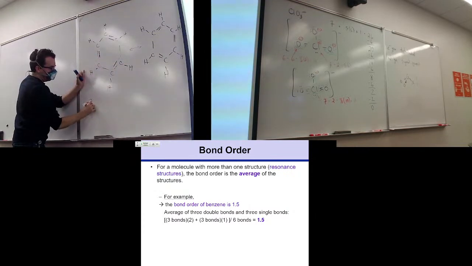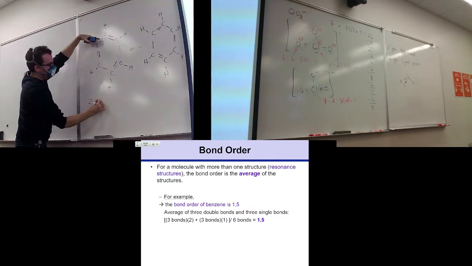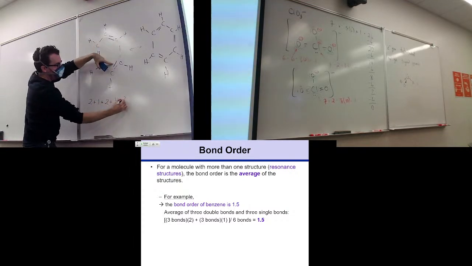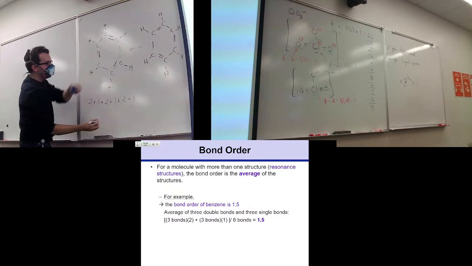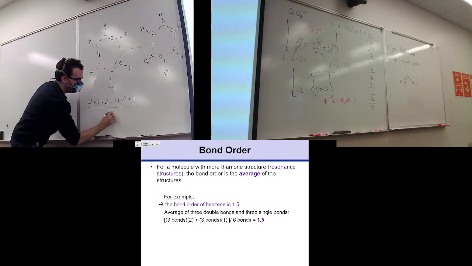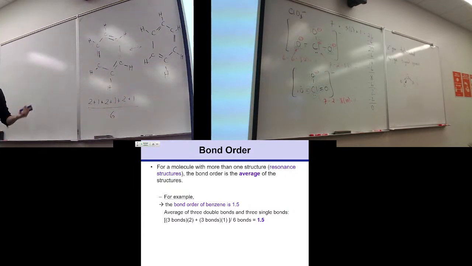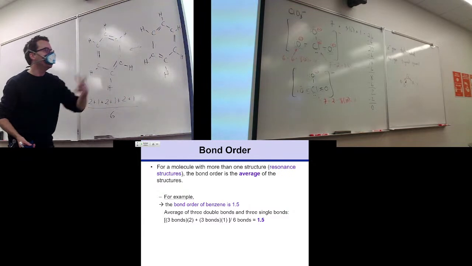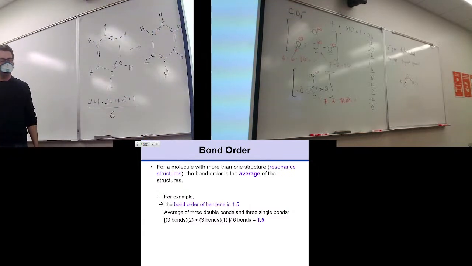Well, there's a double bond there. There's a single bond there. There's a double bond there. There's a single bond there. A double bond there. And a single bond there. That's all the bonds. How many bonds are there? There's 6 bonds. That's the calculation. That's the basic average. So if you do this, you get 1.5. So that's why they did it like this. 3 bonds are double, 3 bonds are single, divided by 6.